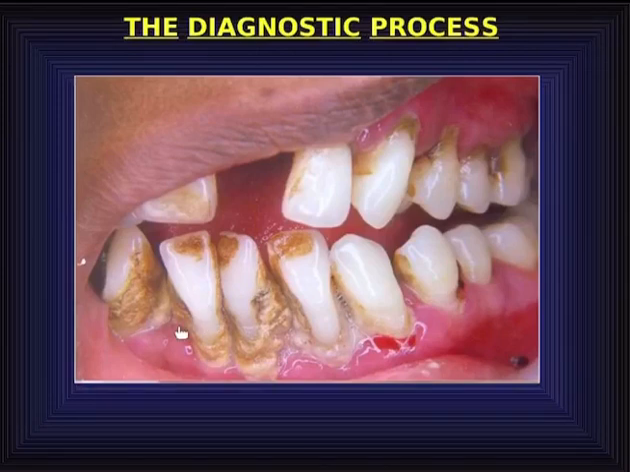And then you also have a lot of calculus and plaque, and there might be some periodontal pockets as well when you examine with a periodontal probe. So you need to check for all these things first: how the gingiva is appearing, whether there is bleeding on probing when you use a probe, the position of the gingiva, and then check for periodontal pockets. So these are the things you need to check during examination of the periodontium.